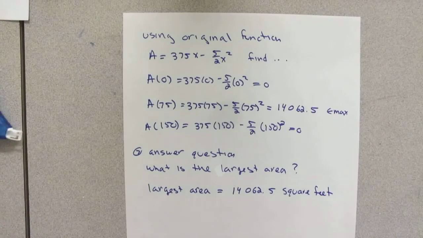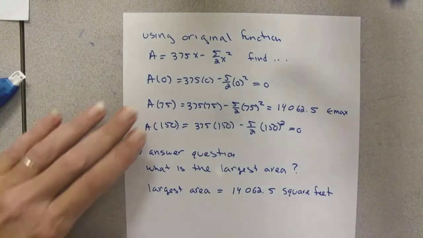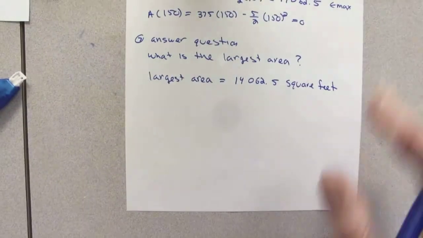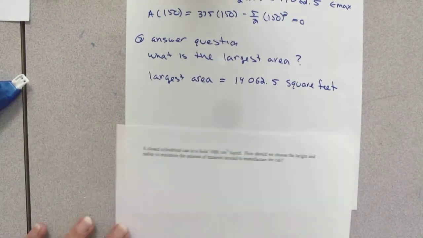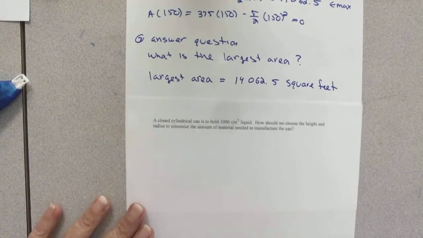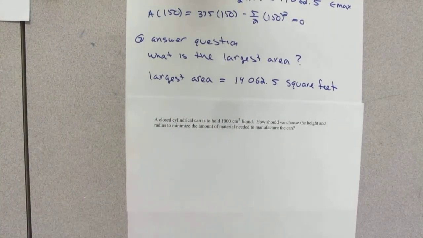Okay, let's start the next one. A closed cylindrical can is to hold 1,000 cubic centimeters of liquid. How should we choose the height and radius to minimize the amount of material needed to manufacture the can?